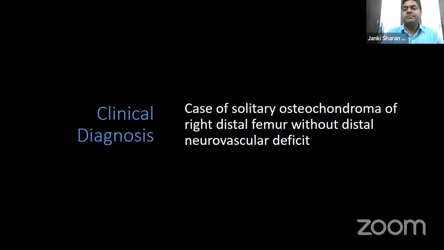Yes. This is the case of solitary osteochondroma of the distal femur without any complication, without pain, without restriction of range of motion, without deformity, neurovascular normal, an uncomplicated case of osteochondroma. You can say this particularly.